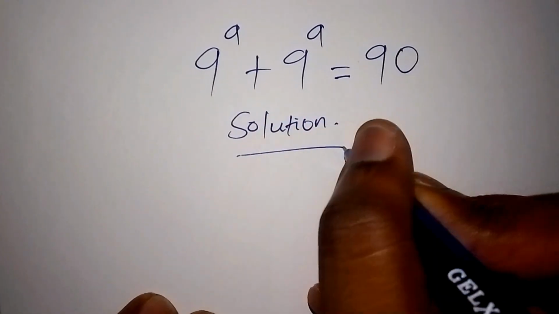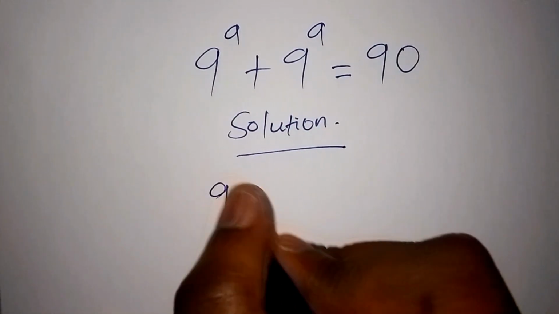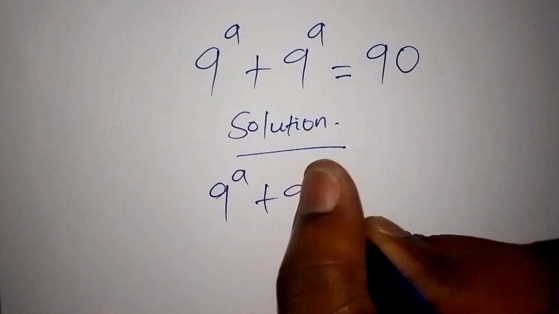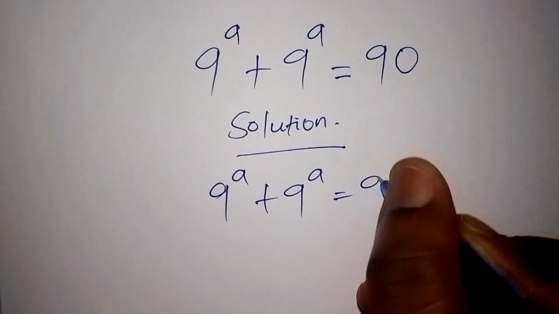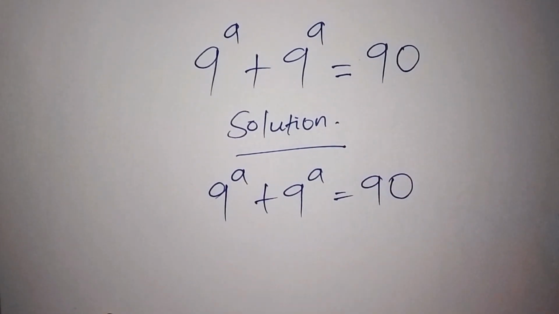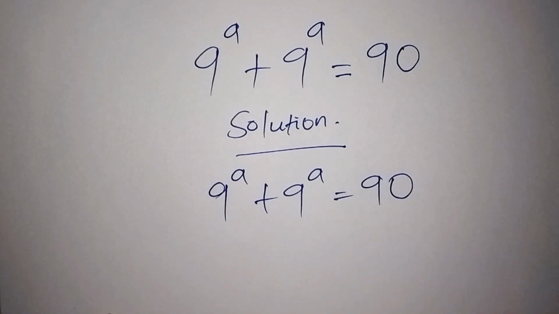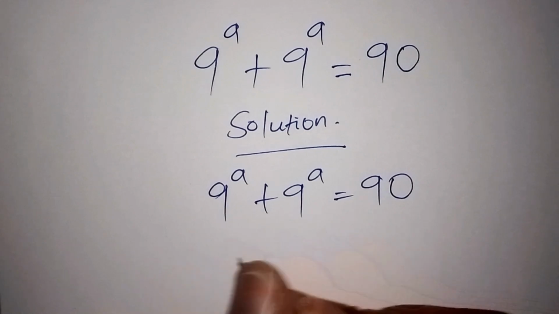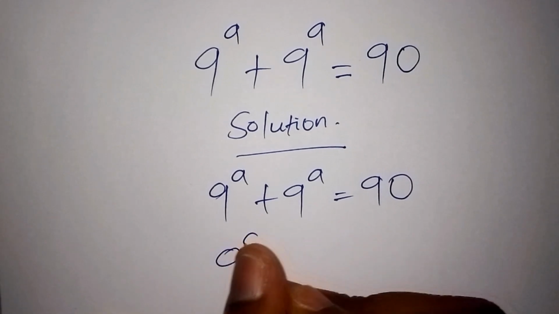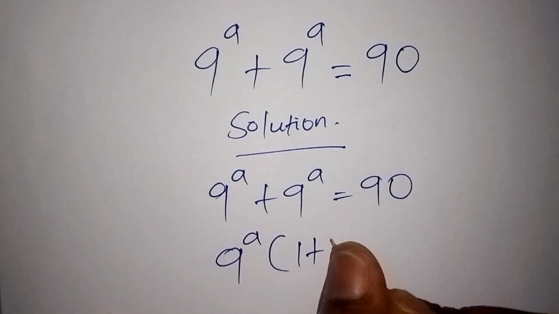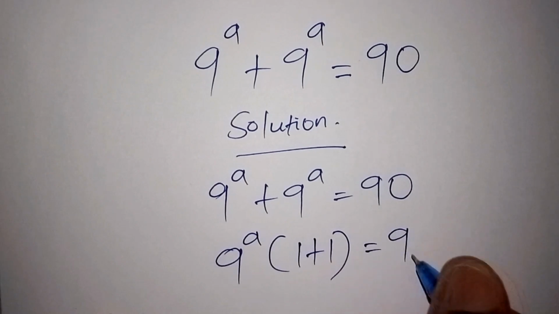In the solution of this maths problem, we have 9 to the power of a plus 9 to the power of a is equal to 90. It's such an amazing maths problem. The first thing we need to do is factorize 9 to the power of a plus 9 to the power of a. This can also be written as 9 to the power of a, times the bracket 1 plus 1, is equal to 90.